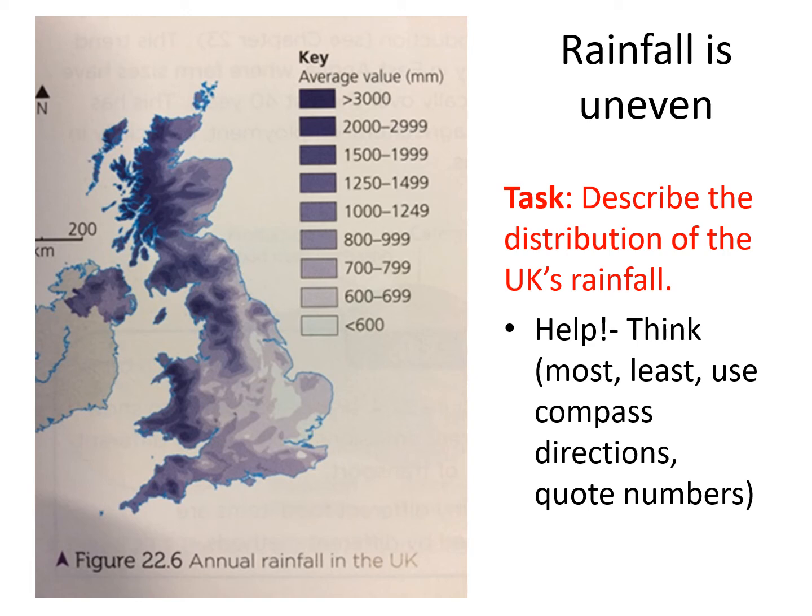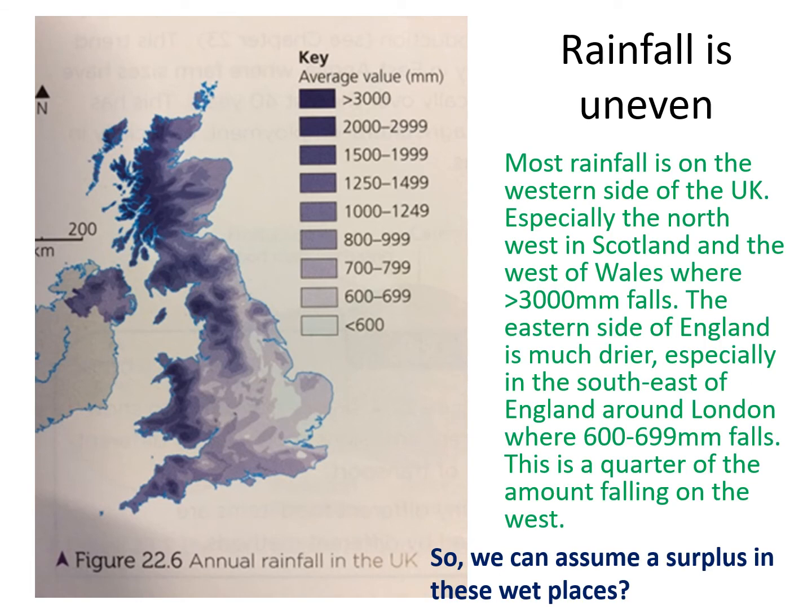Okay, there's my answer. So most rainfall is on the western side of the UK. I think you can agree with that. Especially the northwest in Scotland and the west of Wales, where more than 3,000 millimetres falls. Look at how I'm using numbers there and trying to use place names. The eastern side of England is much drier, especially the southeast around London, where 600 to 699 millimetres falls. This is a quarter of the amount falling on the west. And again, I've tried to manipulate the numbers there as well. So that's what I would call a really good answer. Improve your answer, make your answer better.